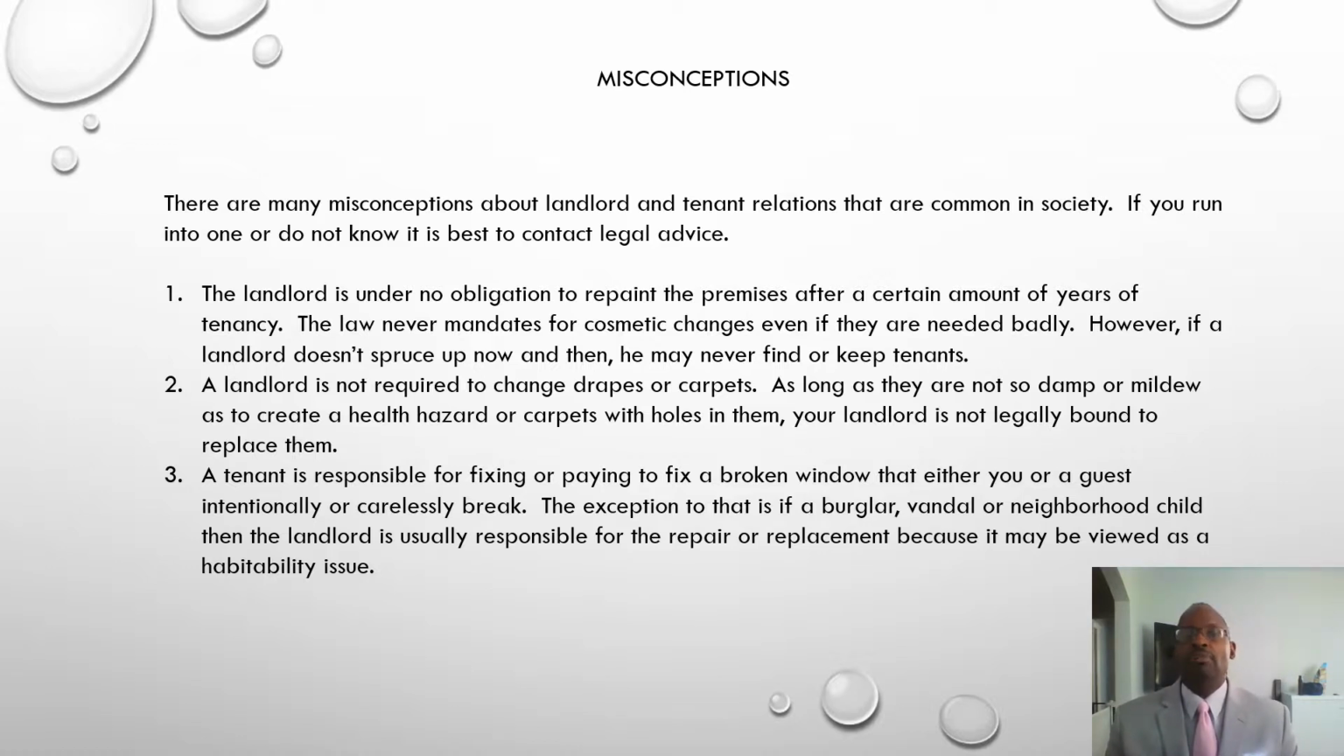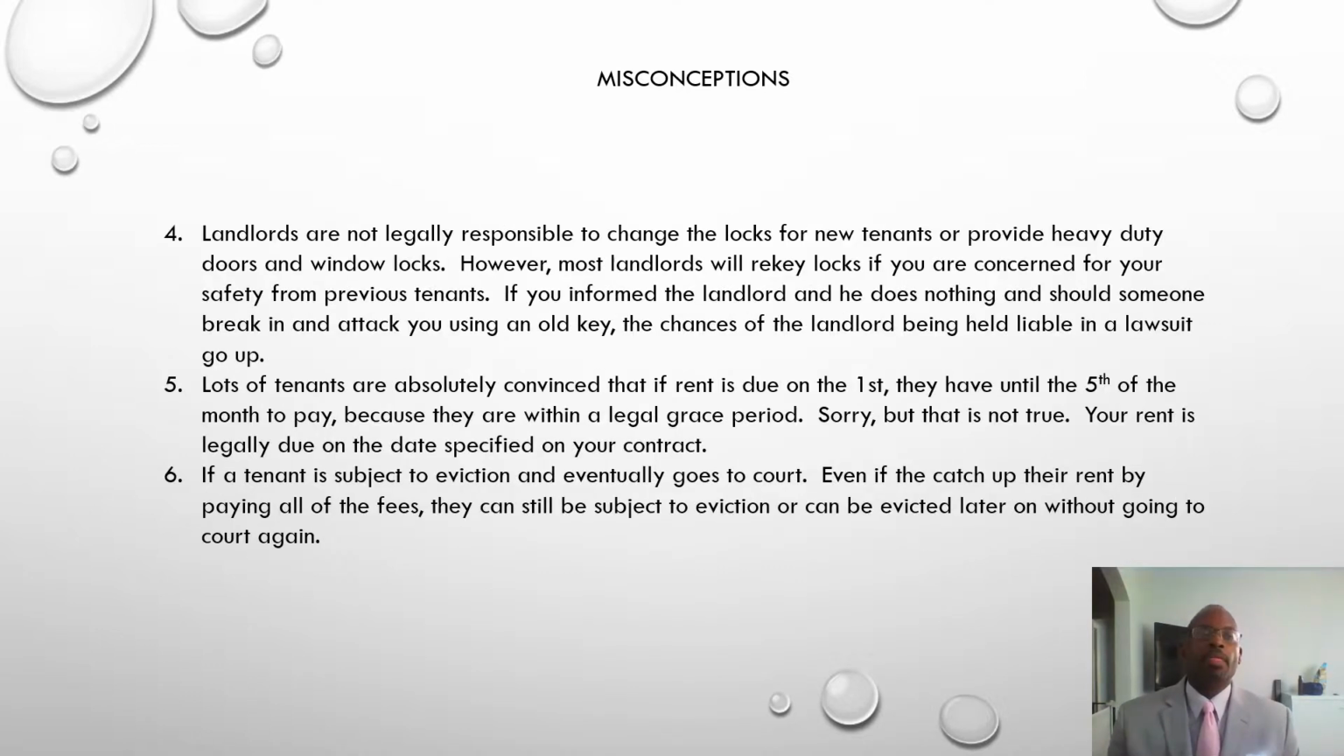Now, if the landlord doesn't spruce up from time to time, then what will happen is that he won't be able to find or keep tenants. Now, the landlord is also not required to change the drapes or the carpets. Doesn't matter if they're stained or anything like that, as long as it's not creating a health hazard. The tenant is responsible for fixing or paying for a broken window that either they or a guest intentionally or carelessly break. Now, the exception to that is, of course, a burglar, a vandal, or a neighborhood child who throws maybe a baseball or something through the window. The landlord is usually responsible for that repair, and may get the money from someplace else. Okay.